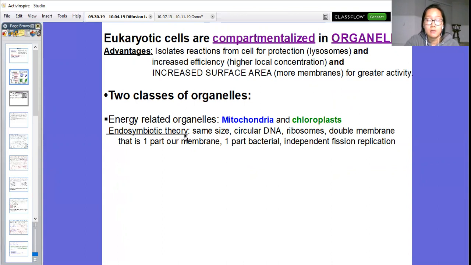So endosymbiotic theory exists because mitochondria and chloroplasts have a similar size to bacteria. They have circular DNA like bacteria. They have ribosomes, and a double membrane from being enveloped by a eukaryotic cell, because one of the membranes is part eukaryotic and the other membrane is the bacterial membrane, right? That came from the outside, originally on the bacteria that used to be chloroplasts and mitochondria. And they do their own splitting, or fission, reactions, right? They have their own DNA and they do their own splitting reactions. So it's like they're literally their own independent organisms living inside of our cells and plant cells.